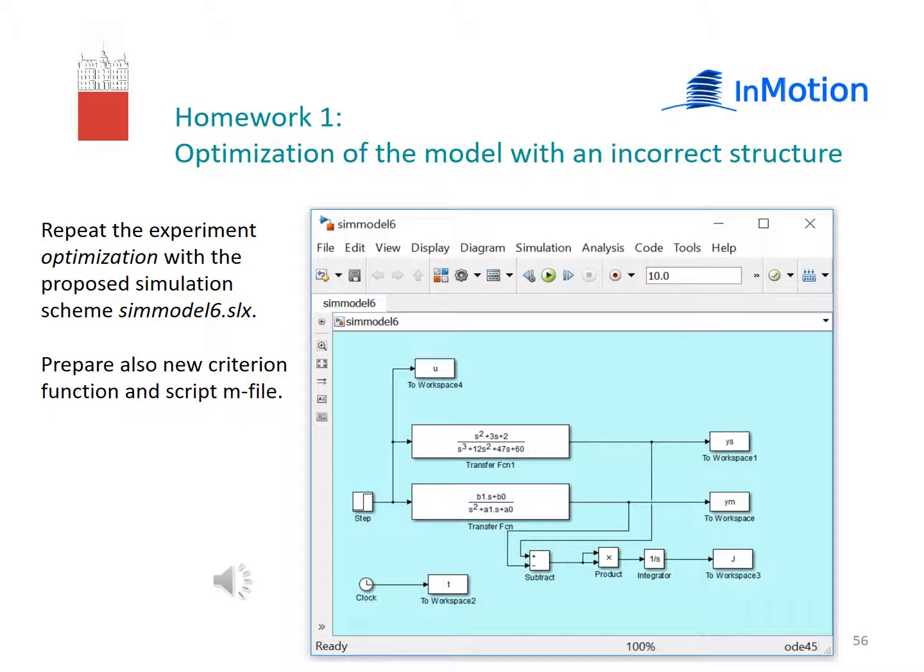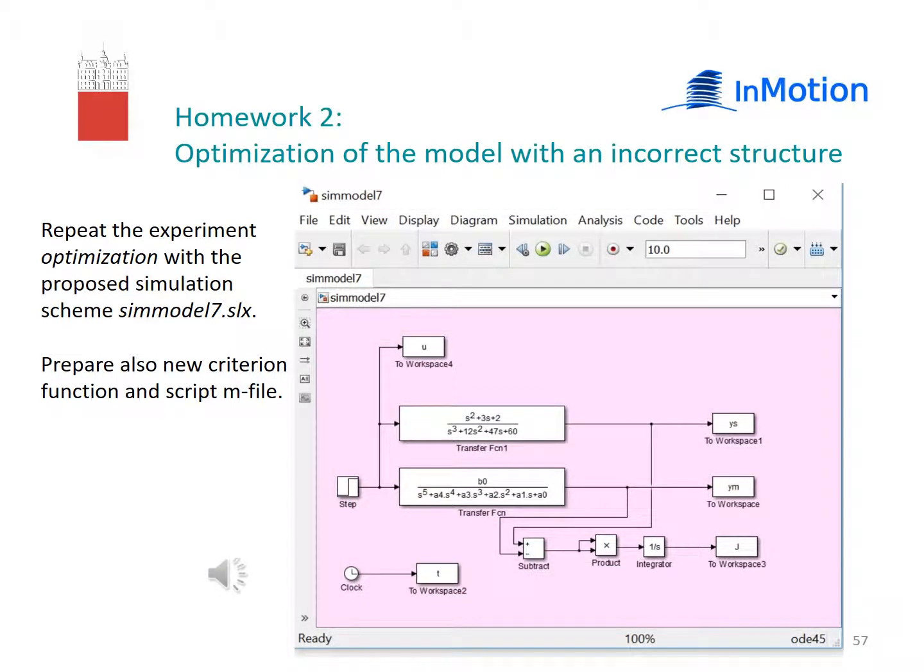Homework number 1. Repeat the optimization for the situation as is illustrated in this figure. Here the order of the model is lower than the order of the system. Analyze and comment on the obtained result. Homework number 2. Repeat the optimization for the situation as is illustrated in this figure. Here, the order of the model is higher than the order of the system. Analyze and comment on the obtained result.